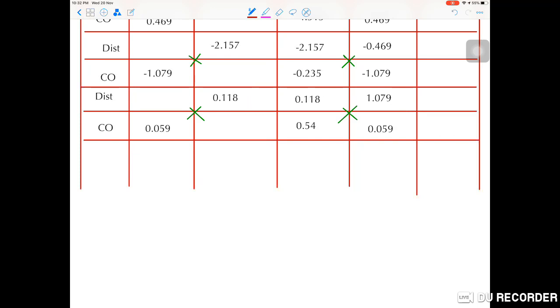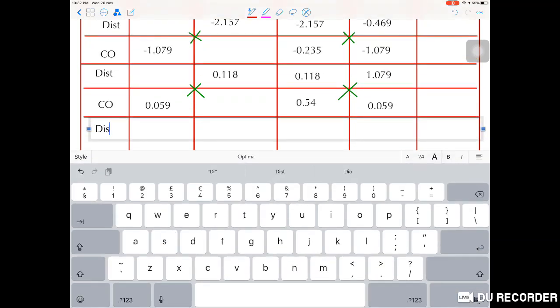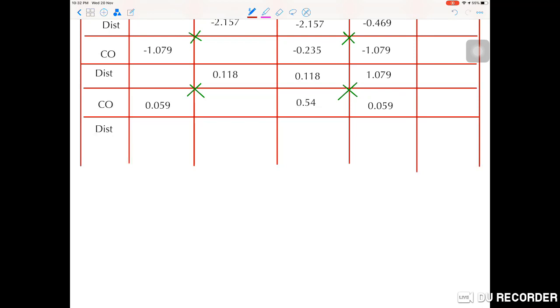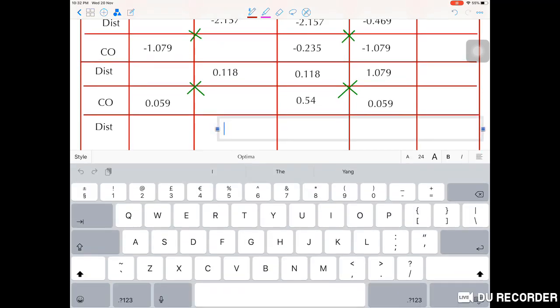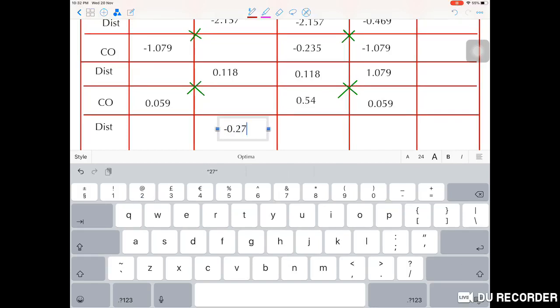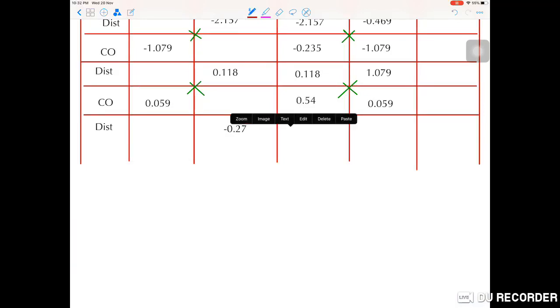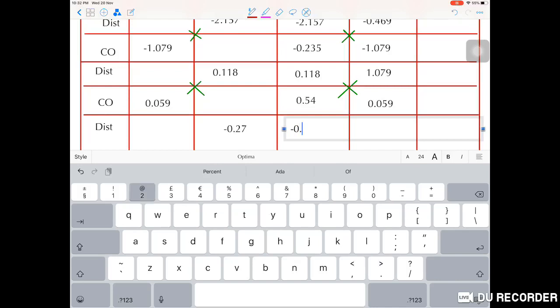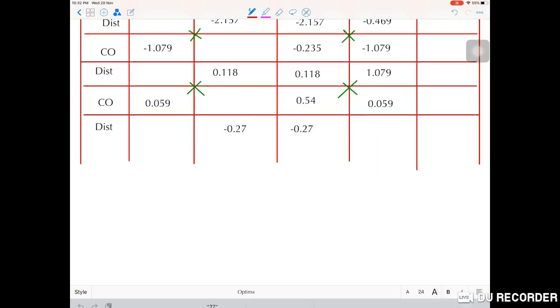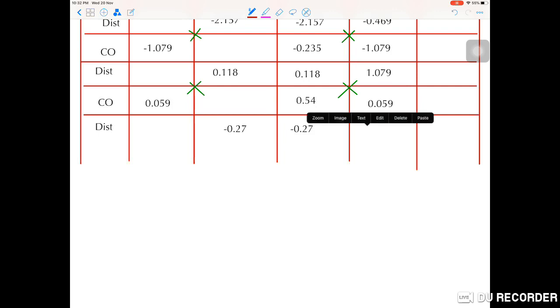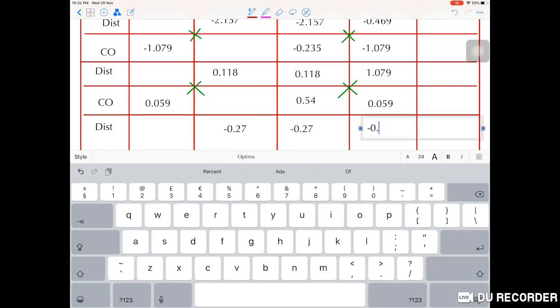Okay, we continue with another distribution. It is negative 0.27. Negative 0.27. Negative 0.059.